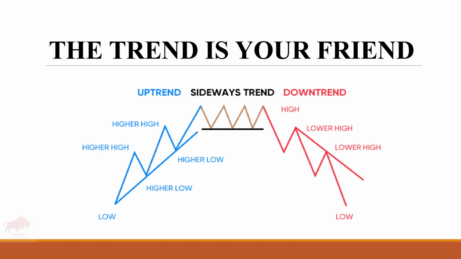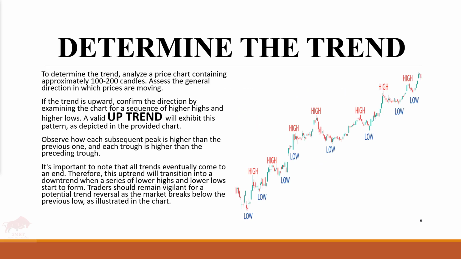Incorporating trend lines in trading allows traders to align themselves with the prevailing market direction, increasing the likelihood of profitable trades. To determine the trend, analyze a price chart containing approximately 100 to 200 candles. Assess the general direction in which prices are moving. When analyzing a chart, identifying an uptrend is relatively straightforward.